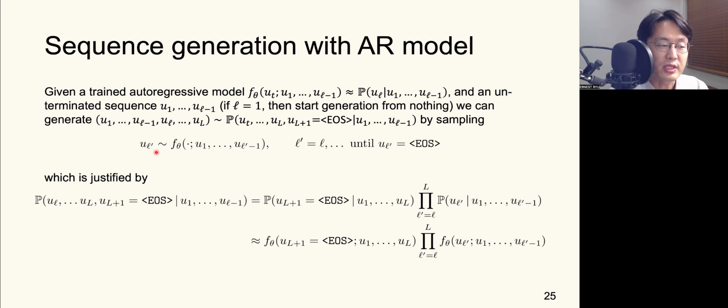Now, this autoregressive generation is justified by this product of conditional probabilities. Again, conditioned on the given input partial sequence, u_1 up to u_{l-1}, the distribution of the subsequent tokens can be decomposed as a product of these conditional probabilities, and that can be approximated as a product of these f_theta evaluations. So if we generate one token at a time going forward, starting at u_{l-1}, according to this rule, then that would approximate generating from the actual probability distribution of the sequence.